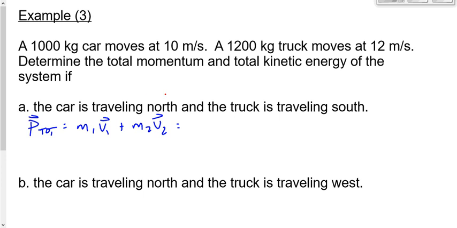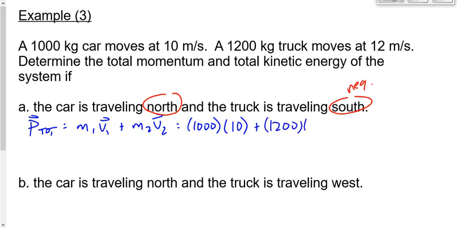Oh, I missed this. I should have really circled those. Remember yesterday I said we circle things that can cause me to make a silly mistake, like directions? That reminds me that I need a negative here. m1 is 1,000 kilograms times v1, which is 10 meters per second, plus 1,200 kilograms times 12 meters per second. Is that right? Nope, it should be a negative. The 12 should absolutely be a negative there.